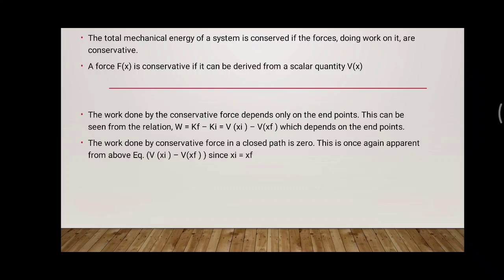This can be seen from the relation W is equal to Kf minus Ki, which is equal to V of xi minus V of xf, which depends only on the endpoints. And as well, the work done by a conservative force in a closed path is 0. So if you consider a circular path, the initial and the final points are the same, hence the work done by the conservative force will be equal to 0.